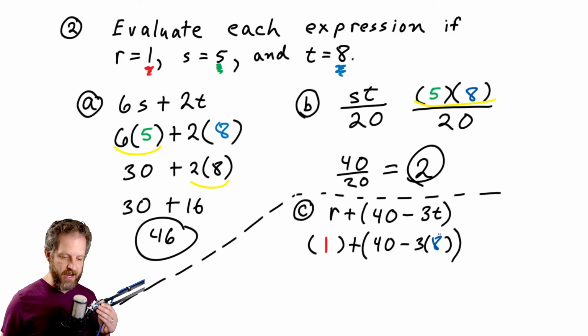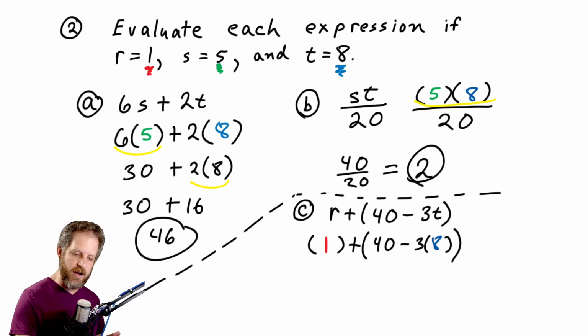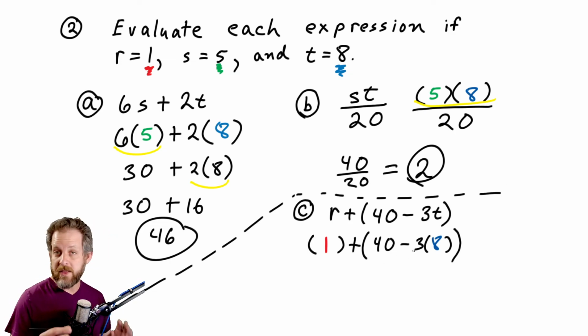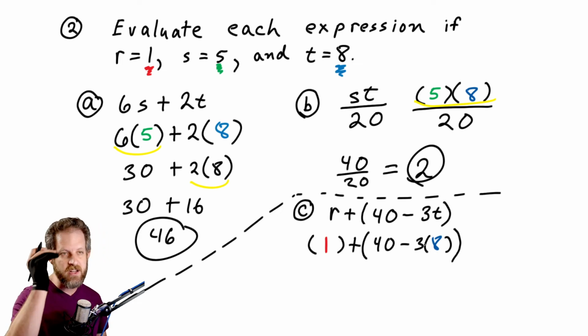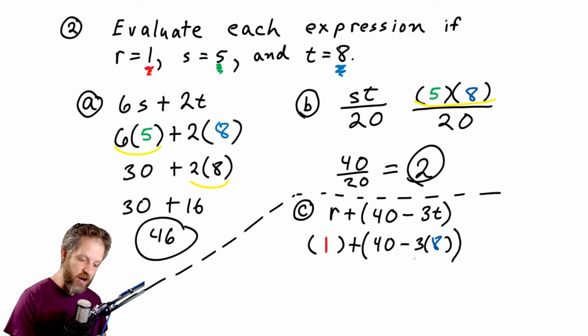Now, for this guy, we've got to do parentheses first. That'd be our order of operations. So inside the parentheses, we've got a multiplication, because multiplication and division come before addition and subtraction. So 3 times 8 is 24.